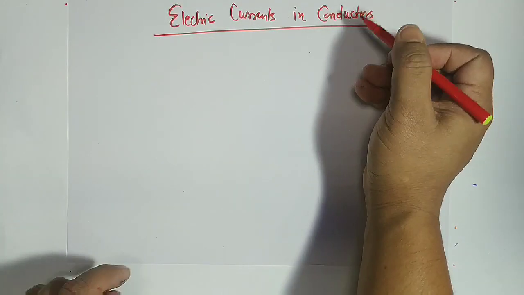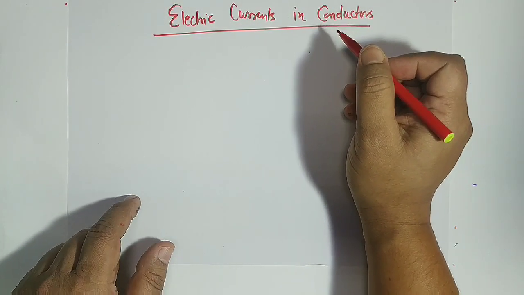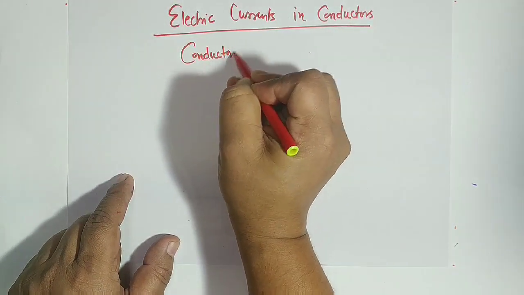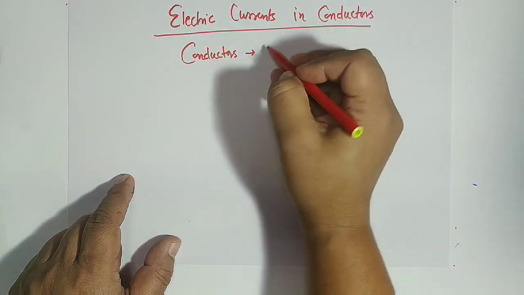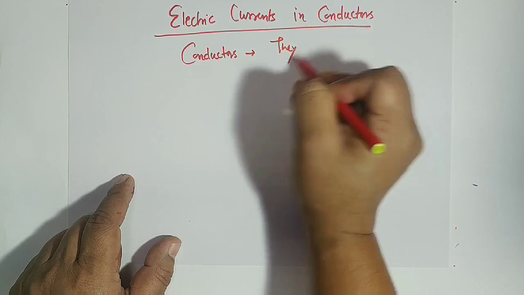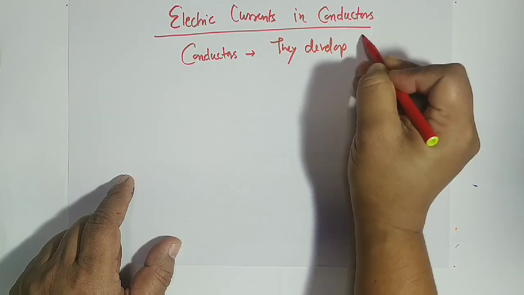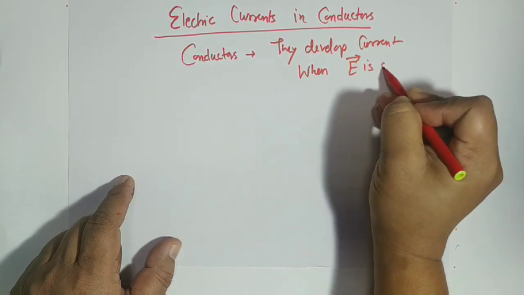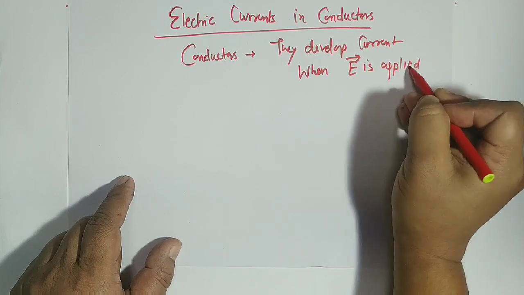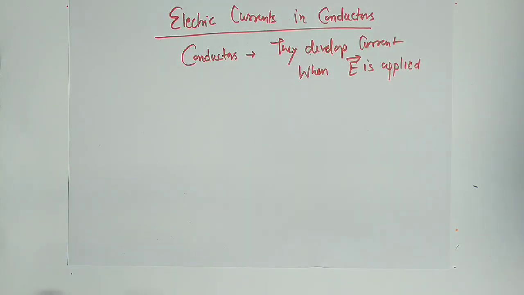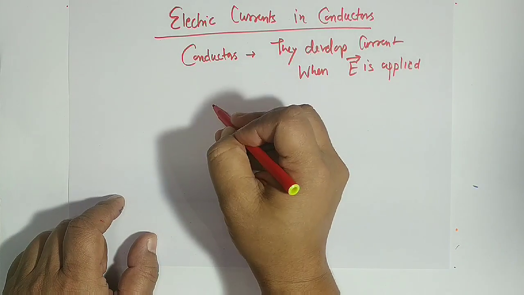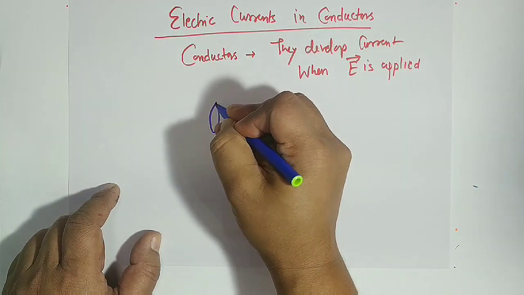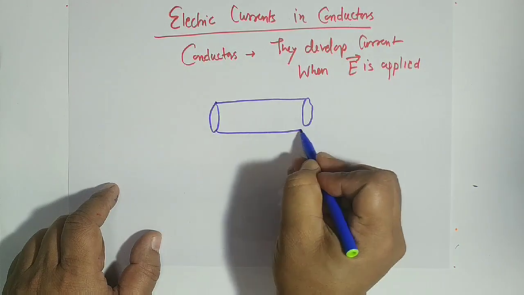See, generally conductors develop electric current in them when an electric field is applied. Conductors, you know that they have free electrons, so conductors develop current when an electric field is applied. So this is a very important thing if you apply an electric field. Say I am just saying to you that there is a conductor. If I take a conductor, and there is a conductor right now, this one.